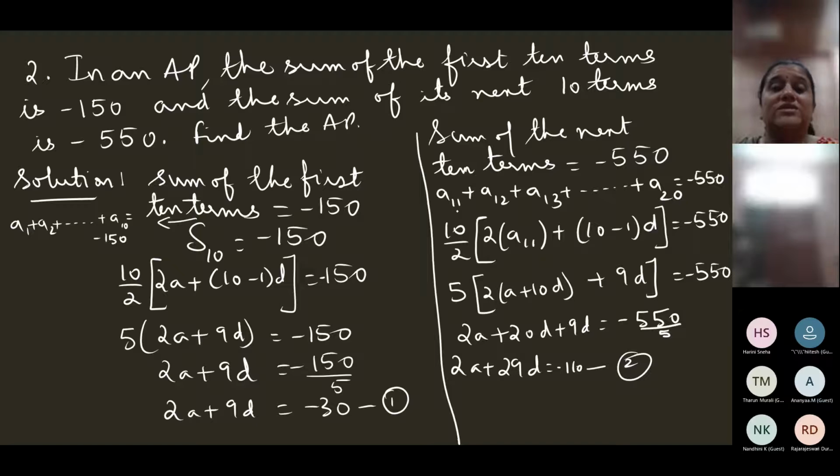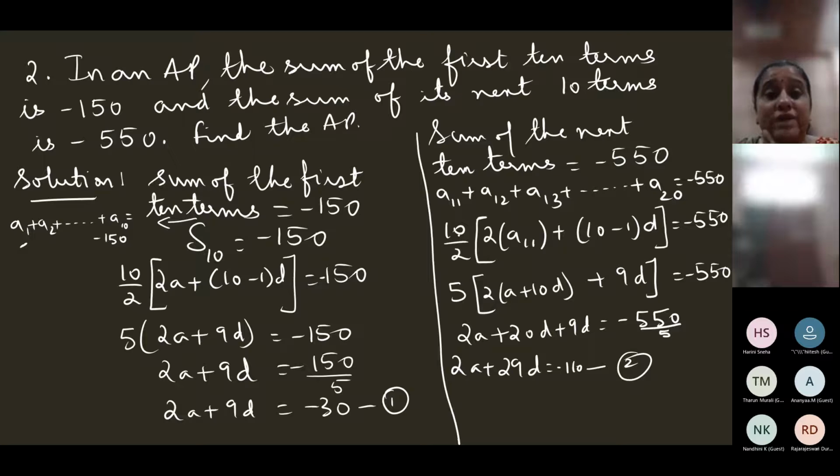The first term here is A11. Here the first term is A1. But here the first term is A11. N is 10, not 20. Because how many terms are you finding the sum of? 10 terms. From the 11th to the 20th, 10 terms.